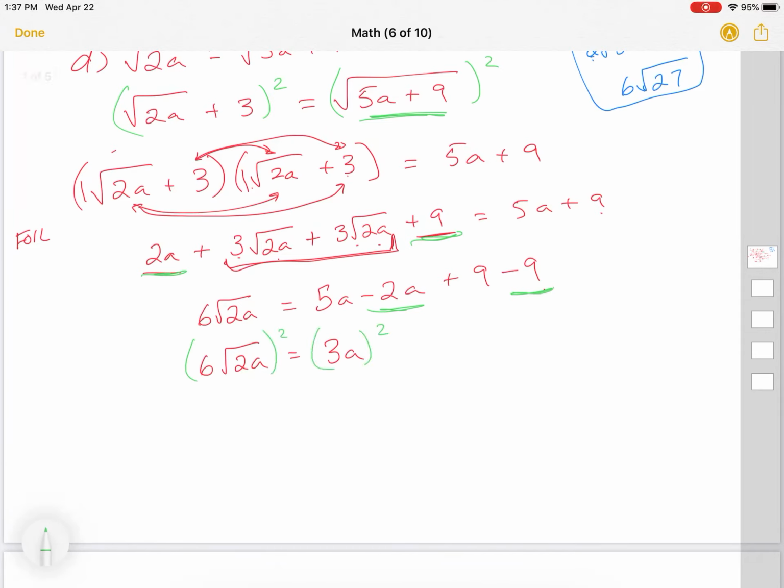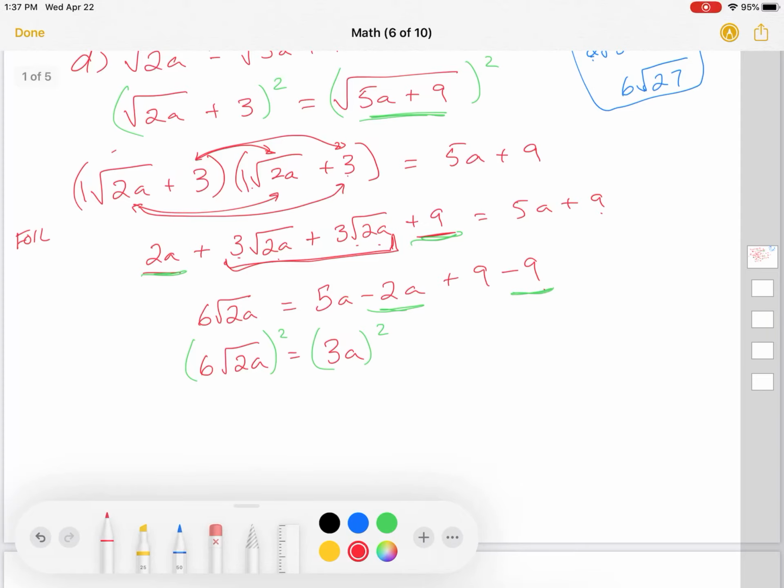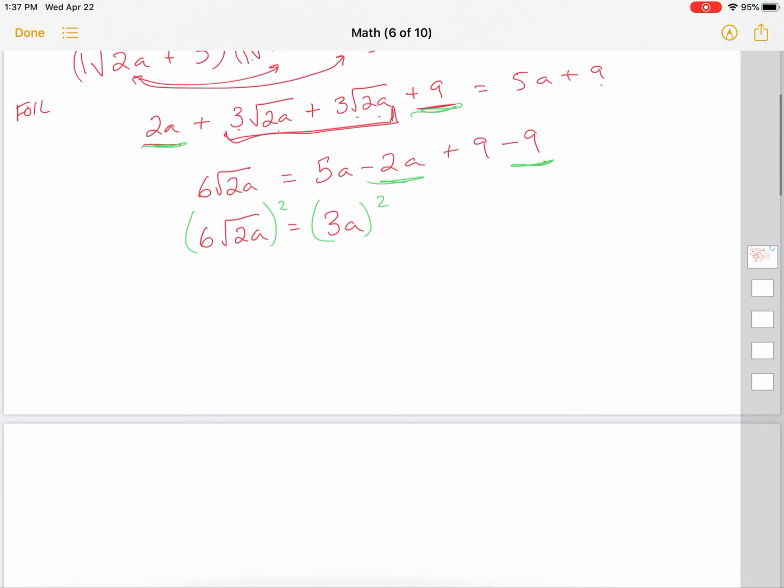Now, we do have to square both sides again because we want to get rid of that radical. So we square both sides. And this is where it might be a little bit different from what I did on the video because I think I divided first. You still get the same answer. So here, this 2 applies to both those terms. So 6 squared is 36. And root 2a squared is 2a. And on this side, 3 squared is 9, and a squared is a squared. Now I multiply this through, and I'm going to get 72a is equal to 9a squared.